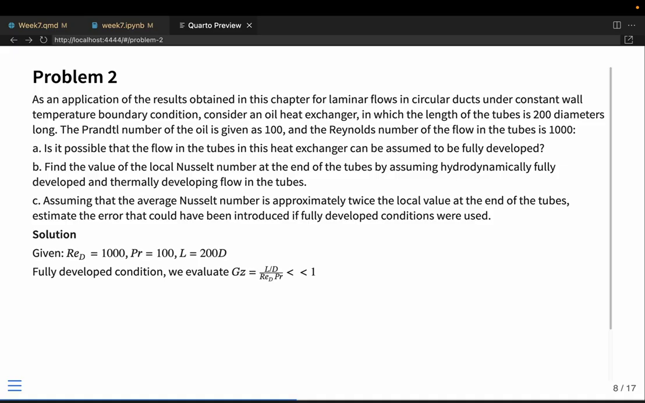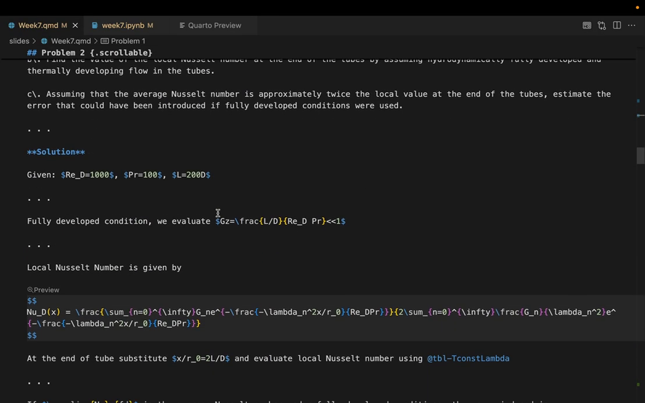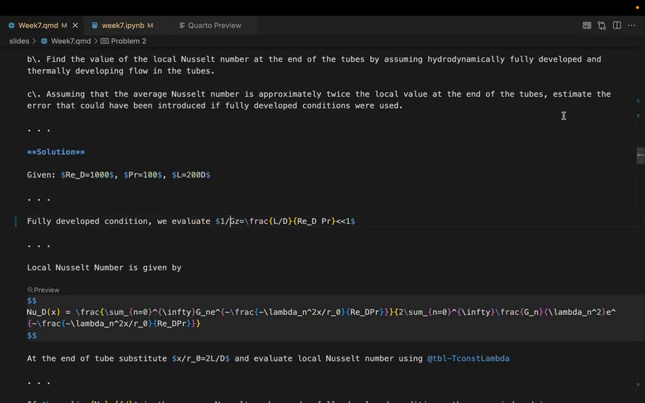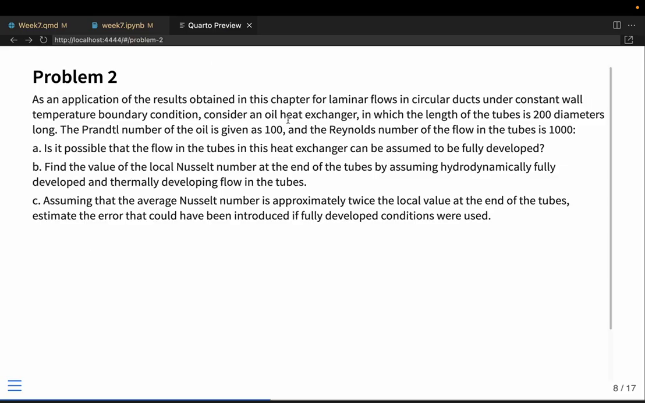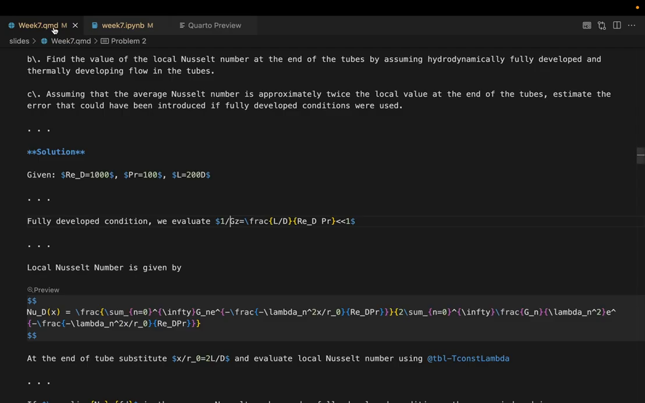We check the corresponding non-dimensional number, yeah, I should have given it the other way around. One by zz is L by D times Re D Pr, and check if that number is very much less than 1. If it is very much less than 1, then it is not fully developed.